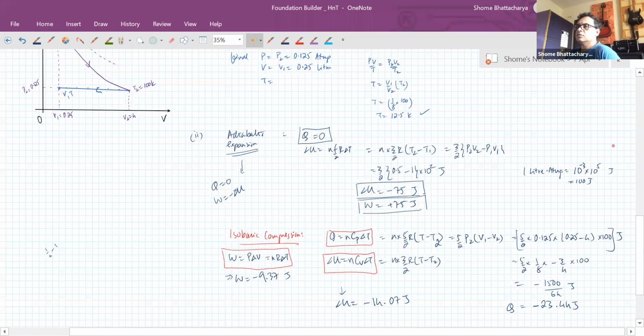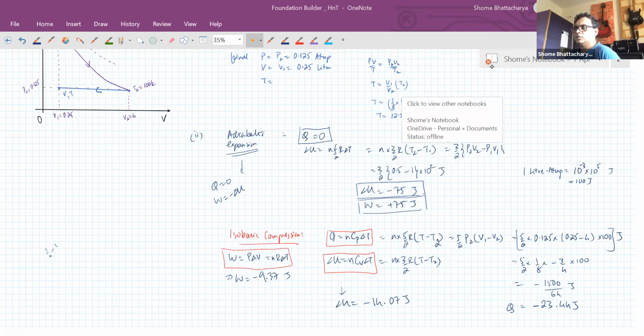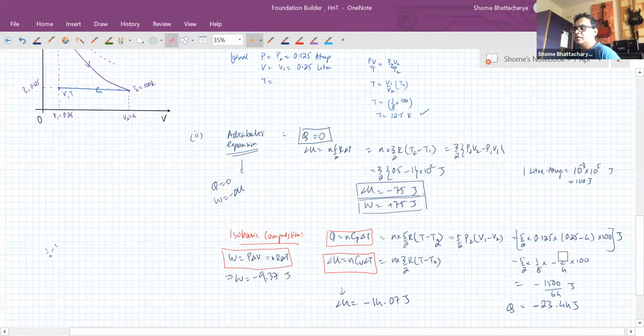Okay, now next type of question. Which one, Kunj? Oh, sorry. Yeah, this is a mistake. Correct. Yeah, in the second part, isobaric process. Yes. So this will have to be multiplied by 5, the whole thing. Yes, that's correct. Here there is a correction.